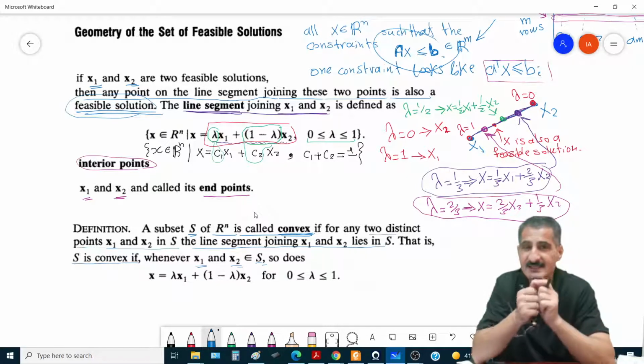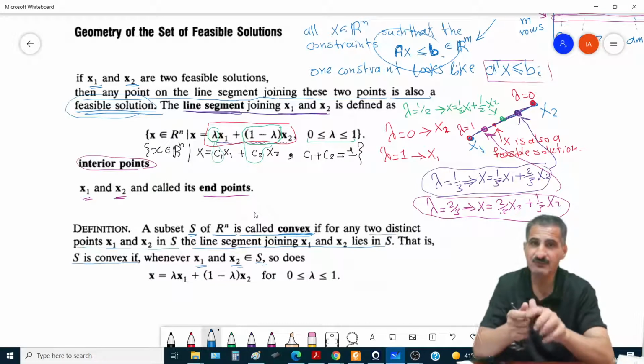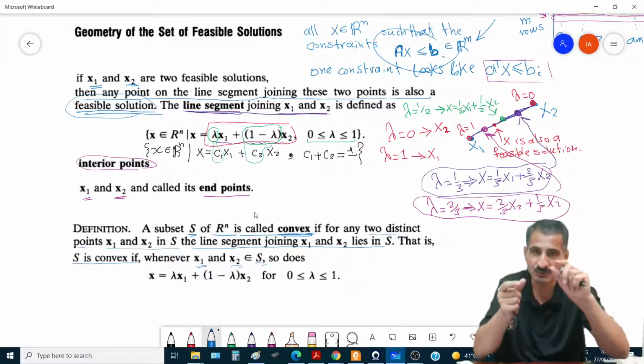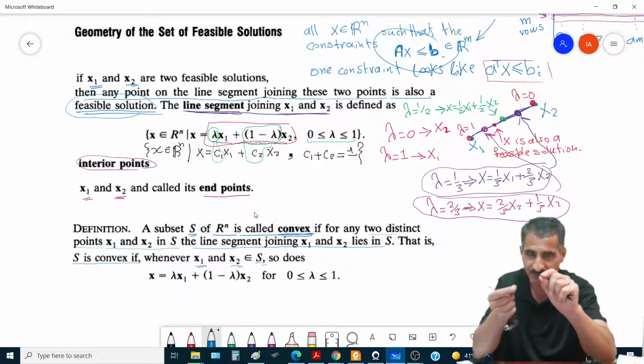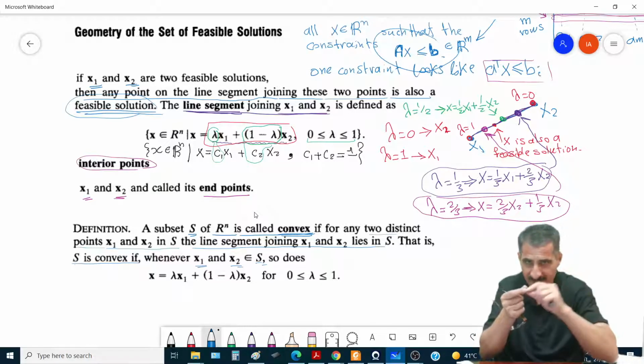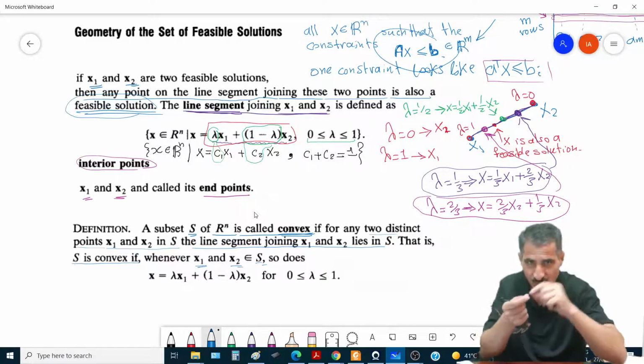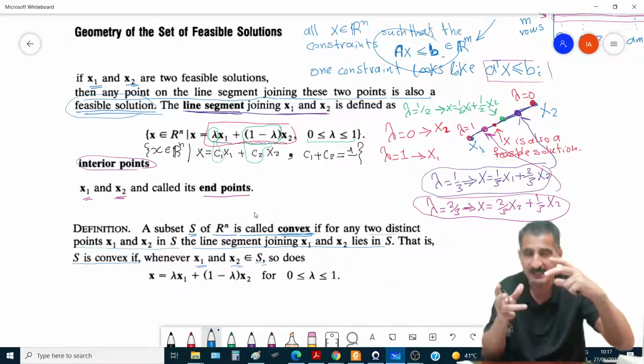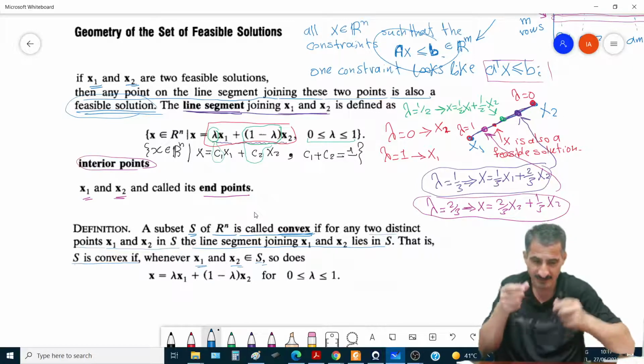So any such combination must also belong to S, okay? So the set S is convex if for any pair of elements x1, x2 from S, the line segment joining them is in S also, okay?